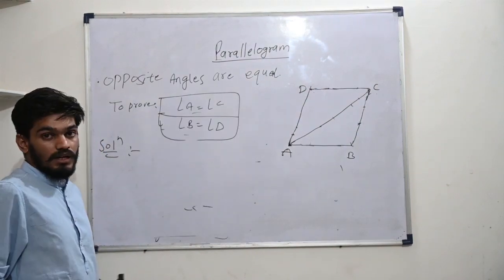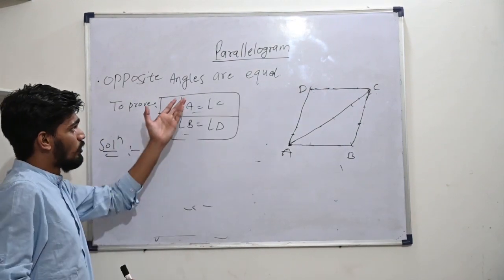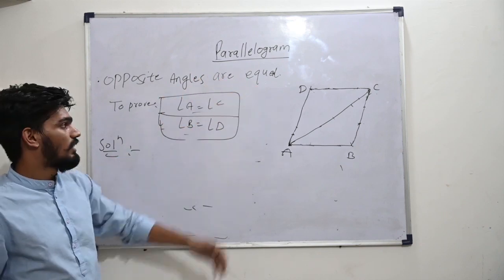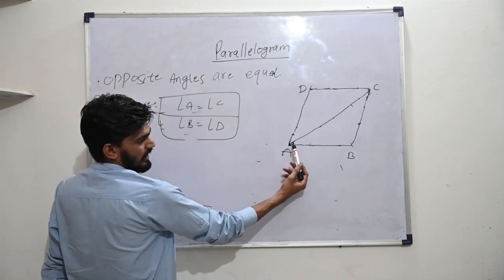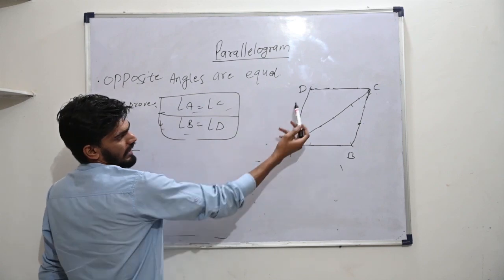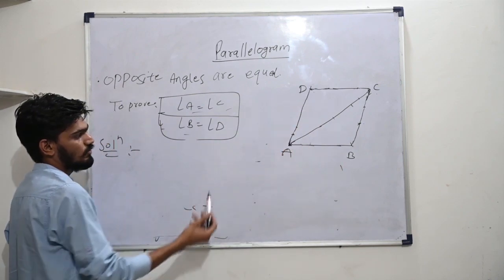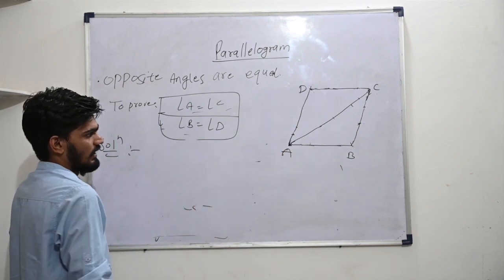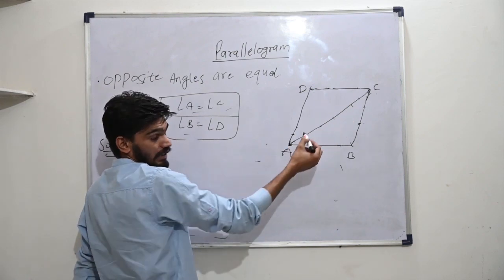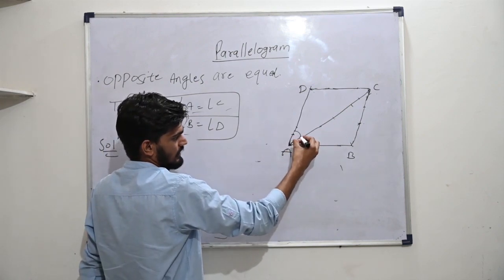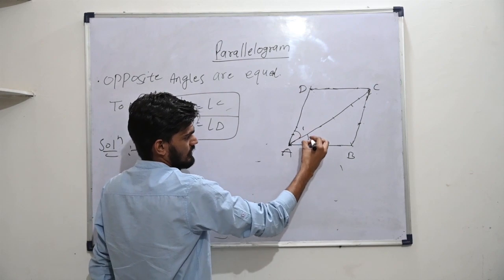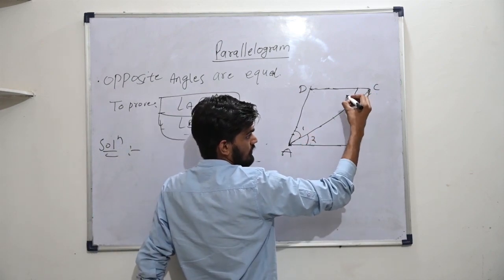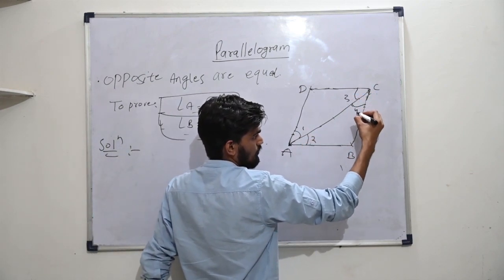Now we are going to prove that opposite angles of a parallelogram are equal. That means we have to prove angle A is equal to angle C, and angle D is equal to angle B. So we will draw the diagonal AC. Let's say this is angle 1, this is angle 2, this is angle 3, and this is angle 4.